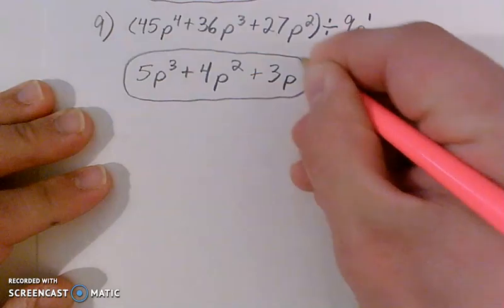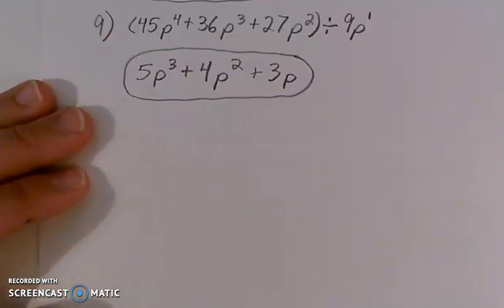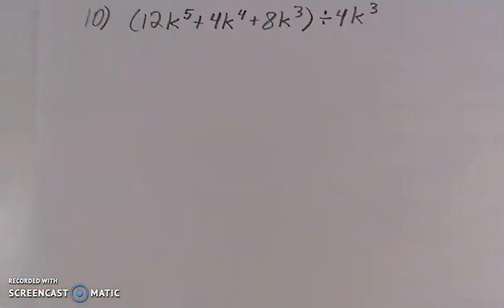Don't need to write the first power. Whenever you see just a variable, you're assuming it's to the first power. And here's our last one.